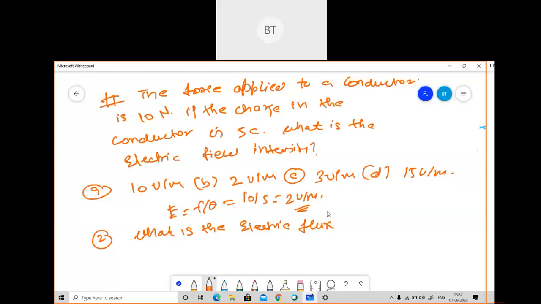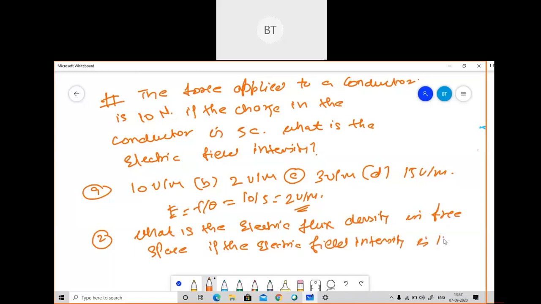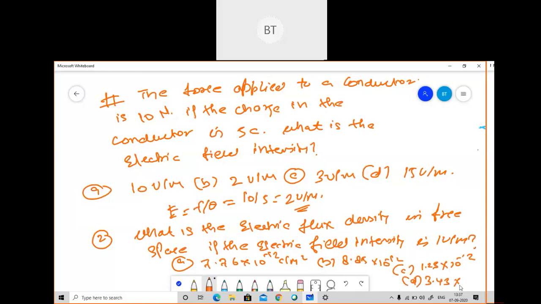So the question is, what is the electric flux density in free space? They are talking about free space, if the electric field intensity is 1 volt per meter, and your options were: A, 7.76 into 10 to the power minus 12. B option is 8.85 into 10 to the power minus 12. C is 1.23 into 10 to the power minus 12, and D is 3.43 into 10 to the power minus 12.